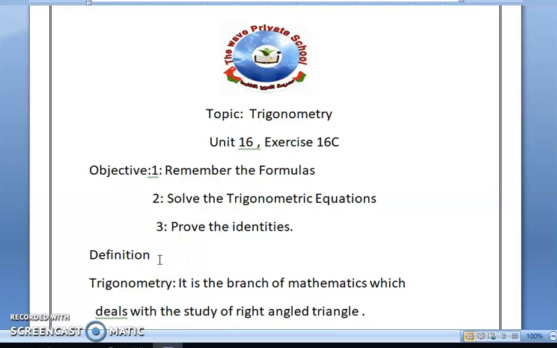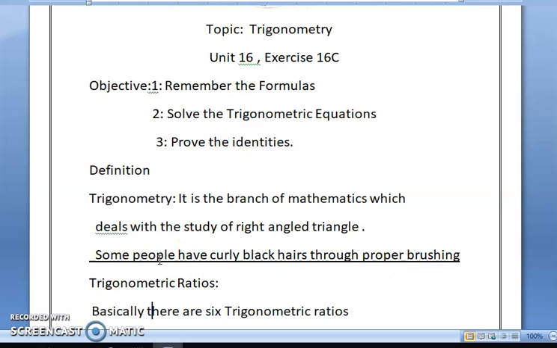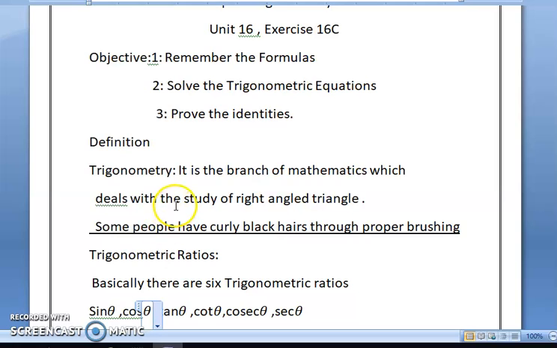First of all, what is trigonometry? It is the branch of mathematics which deals with the study of right angle triangles. In order to remember or memorize the formulas forever, there is a hint line, that is, some people have curly black hairs through proper brushing.